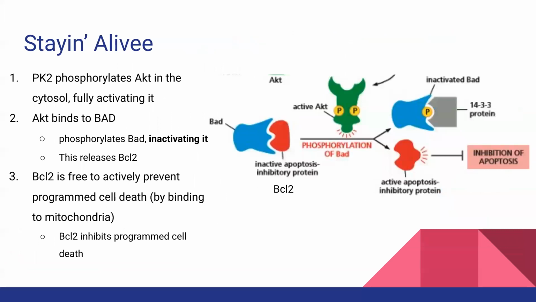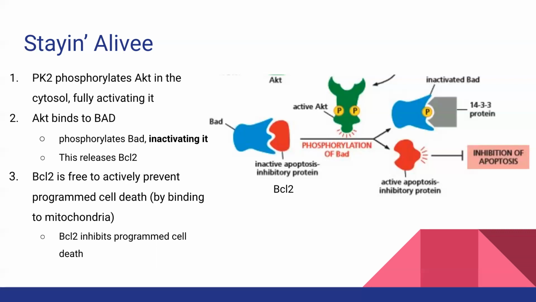Okay, so then once AKT is fully activated, it binds to BAD, and that causes BAD to become inactive. So it's important to note that phosphorylation doesn't always necessarily mean activation. It just causes a shape change, and whether that shape change activates or deactivates it depends on its function in the pathway. So in this case, phosphorylating BAD causes it to become inactive.